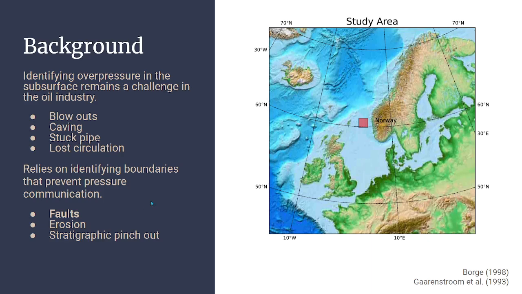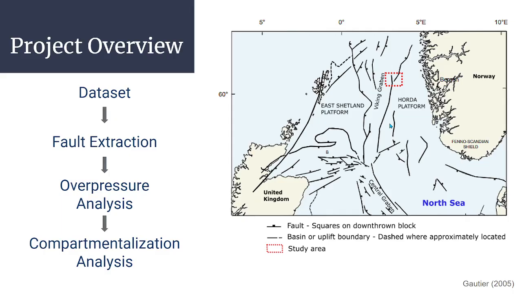Here is a map to indicate the approximate location of our study area off the coast of Norway. The aim of this study is to identify individual pressure compartments within the Middle Jurassic sediments over a portion of the Viking Graben in the North Sea, and the role faults play in the distribution of these compartments in overpressure.